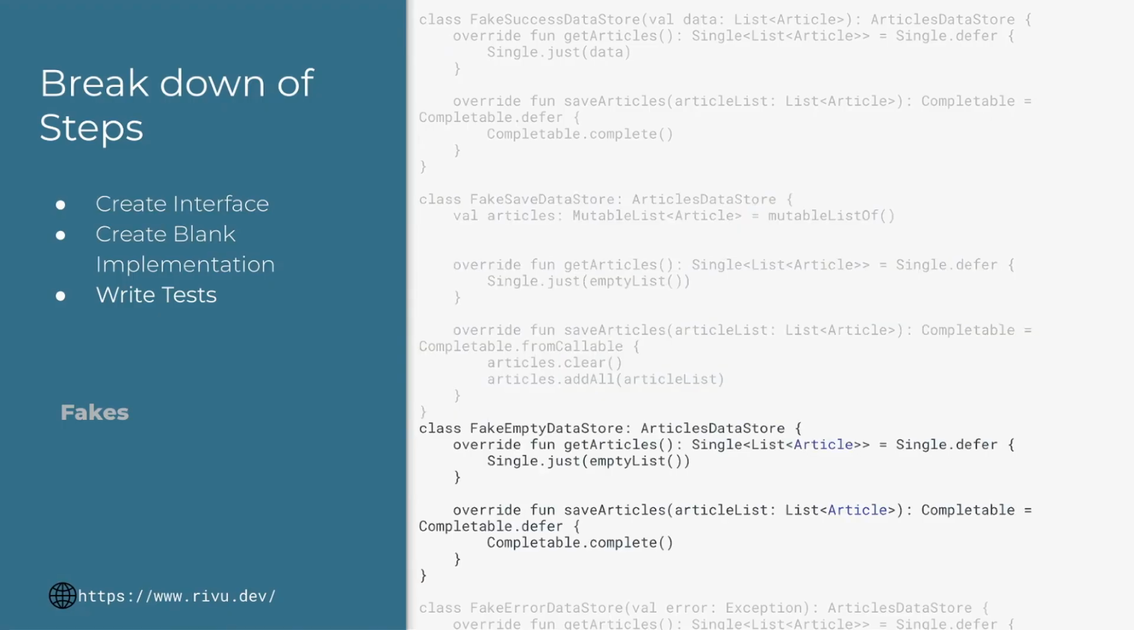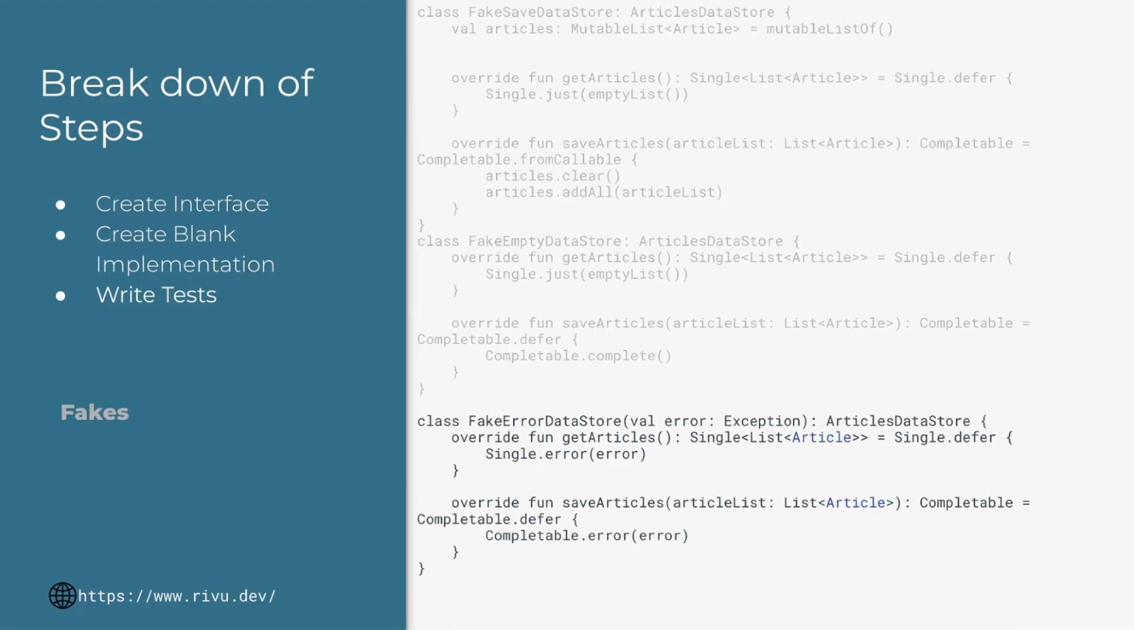To test the empty scenario, we have a fake empty data store that will just emit empty data. Obviously there is nothing to emit from a Completable, so it will only emit Completable.complete, but the Single will emit an empty list. And to test the error scenarios, I have a fake error data store that will emit an error when you call them, and the Completable will also emit an error.